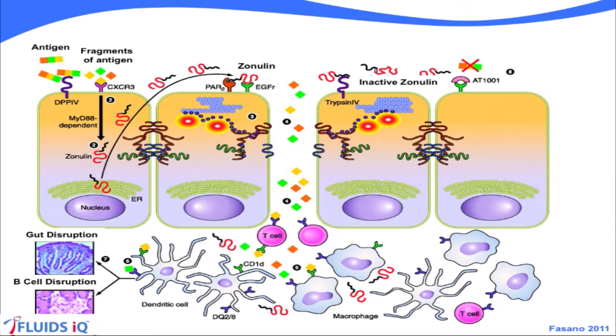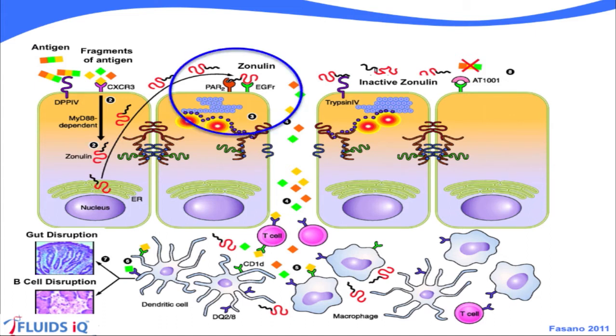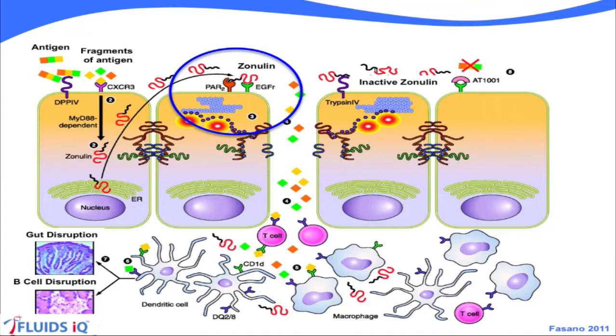And one can see that if certain antigens or fragments of antigens end up coming into the gut and are able to interact with some of the receptors at the surface, in fact, the CXCR3 receptor in particular, you then get a cascade of response which is MyD88 dependent, will cause the stimulation of zonulin creation. That zonulin, that protein, then leaves the cell and is able to actually activate some of the receptors on the enterocyte surface within the gut lumen, specifically PAR2 and EGF.